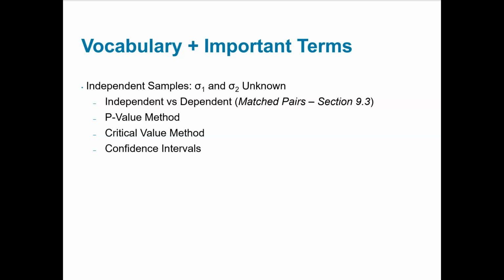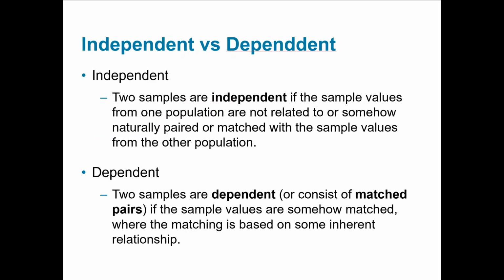So in general, it's assuming that the population standard deviation sigma for both samples is unknown for both populations. The difference between independent and dependent is something we'll be covering in the next section. Two samples are independent if the sample values from one population are not related or naturally paired with the other, and they're dependent if they are somehow matched or they're based on each other.